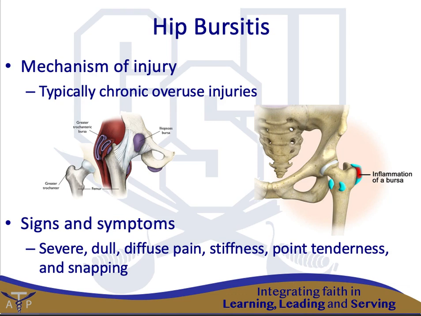Signs and symptoms include severe, dull, diffuse pain around the hip area. They may have stiffness, point tenderness, and a snapping feeling, and this snapping sensation is especially present with trochanteric and iliotibial bursitis.